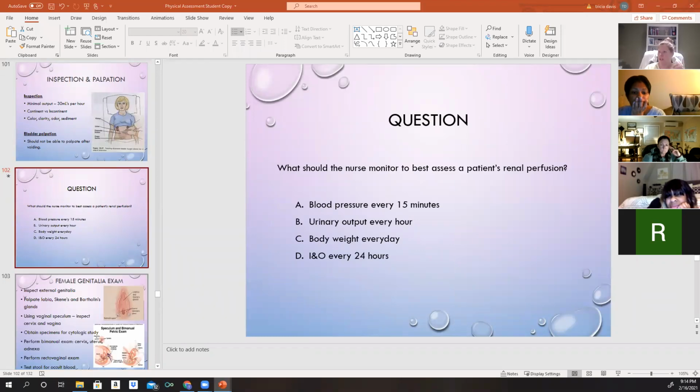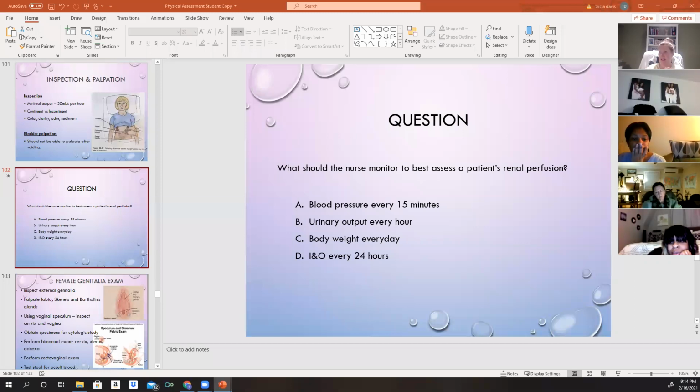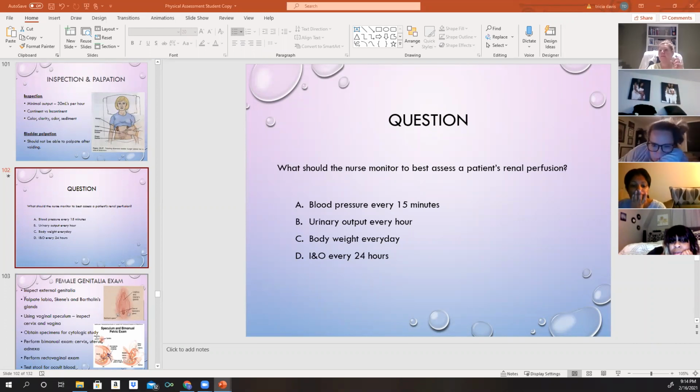All right, what should the nurse monitor to assess a patient's renal perfusion? So what is renal perfusion? Kidney. Kidneys. It's kidneys. What is perfusion? What is renal perfusion going to tell us about our kidneys? Whether they're working or not. If the blood is circulating to it.